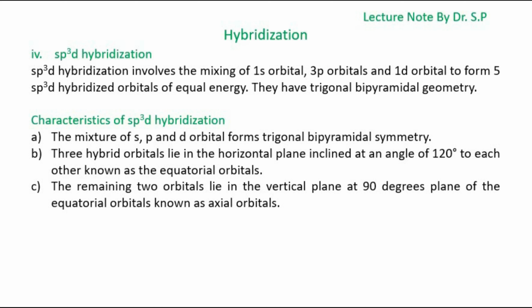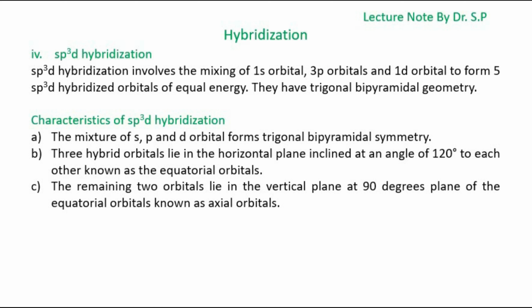Characteristics of sp3d hybridization. The mixture of s, p, and d orbitals forms trigonal bipyramidal symmetry. Three hybrid orbitals lie in the horizontal plane inclined at an angle of 120 degrees to each other, known as the equatorial orbitals. The remaining two orbitals lie in the vertical plane at 90 degrees to the plane of the equatorial orbitals, known as axial orbitals. Here we can see sp3d hybridization in phosphorus pentachloride, PCl5.